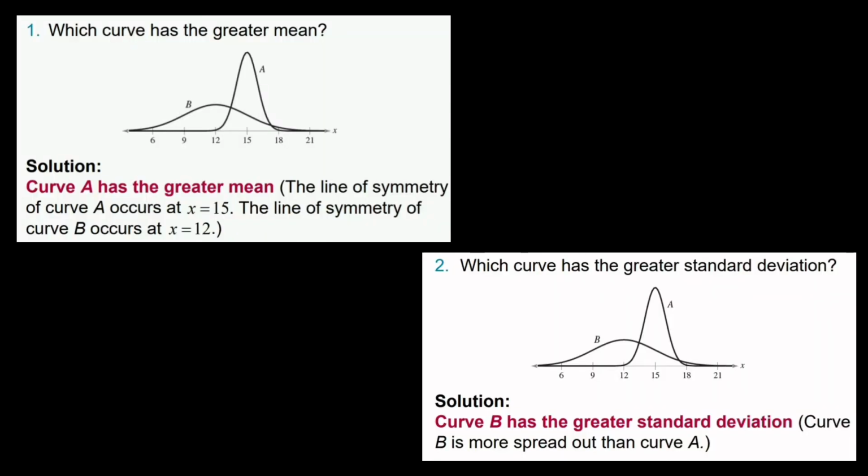In number 1, curve A has the greater mean because the line of symmetry of curve A occurs at x is equal to 15. The line of symmetry of curve B occurs at x is equal to 12. And in number 2, curve B has the greater standard deviation because curve B is more spread out than curve A.